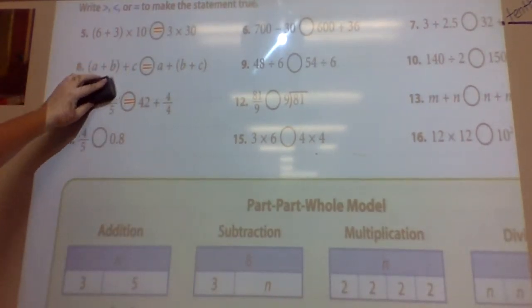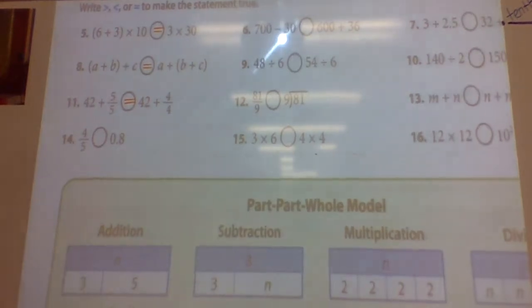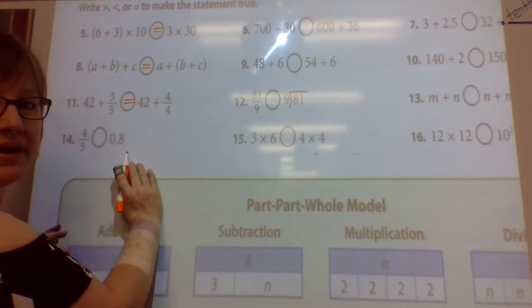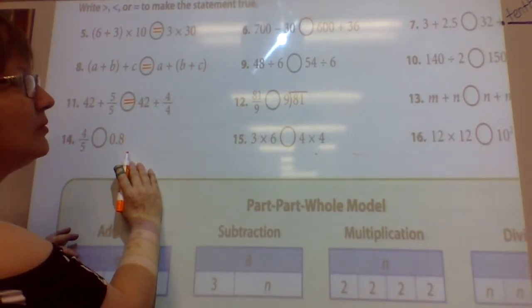I feel like I might be doing something wrong. Let me double check. No, those are all equal. Okay, 4/5. Oh boy, we haven't done decimals in a while.